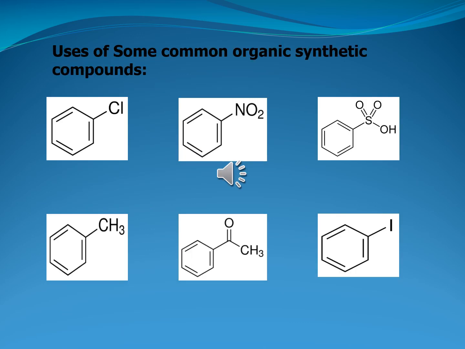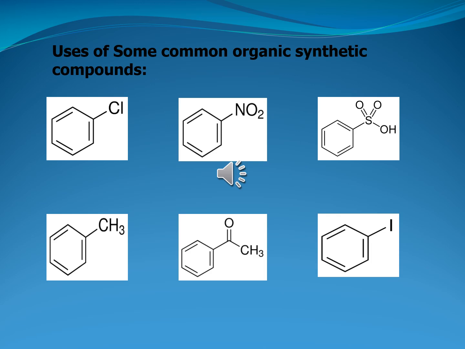Now we discuss the use of some common organic synthetic compounds. The first molecule is chlorobenzene. The major use of chlorobenzene is as an intermediate in the production of commodities such as herbicides, dyestuffs, and rubber. Chlorobenzene is also used as a higher boiling solvent in the manufacture of adhesives, paints, paint removers, polishes, dyes, and pharmaceutical drugs. The second molecule is nitrobenzene.